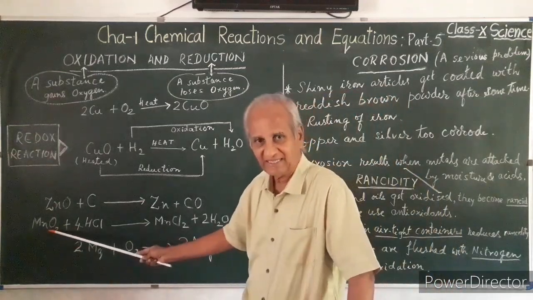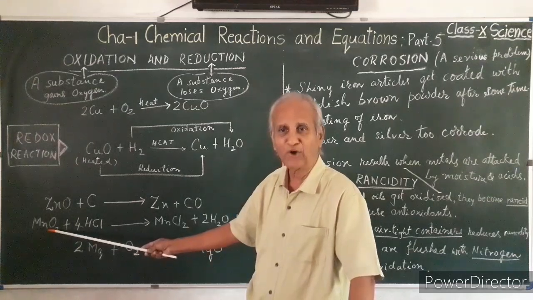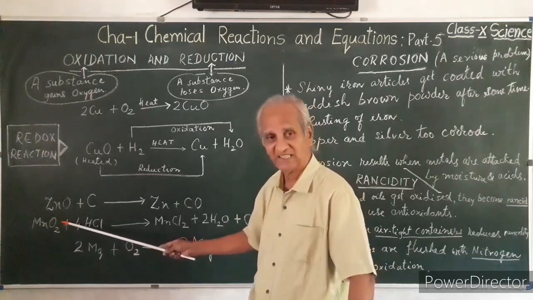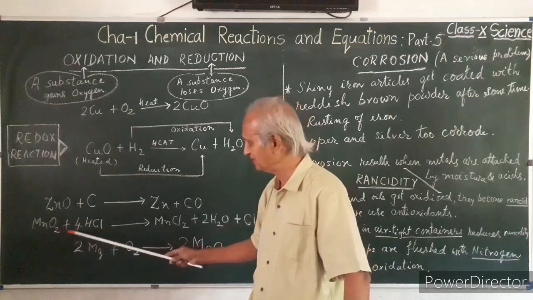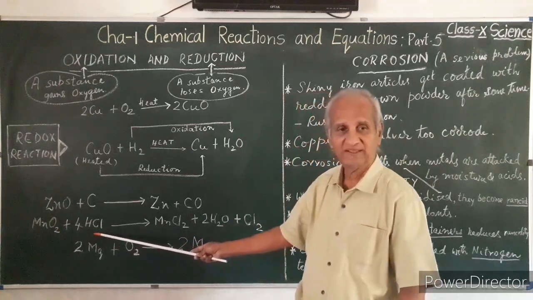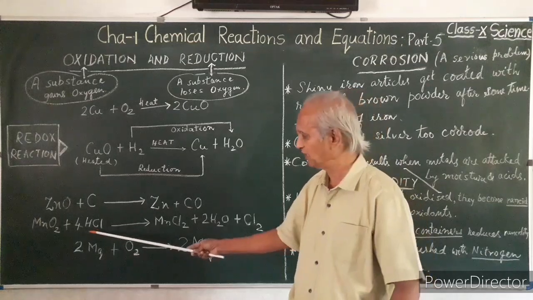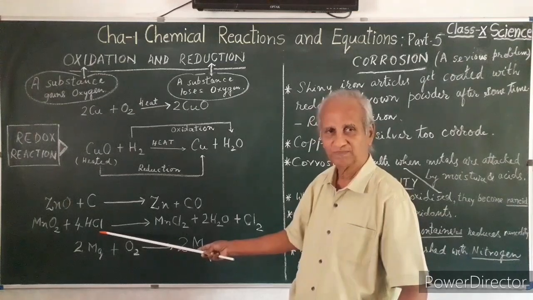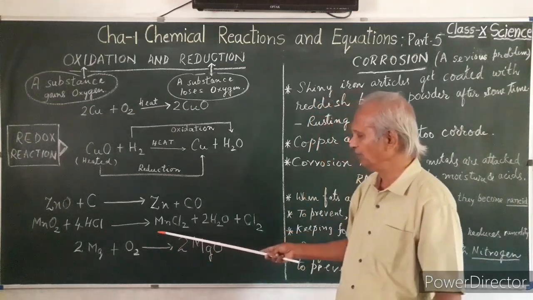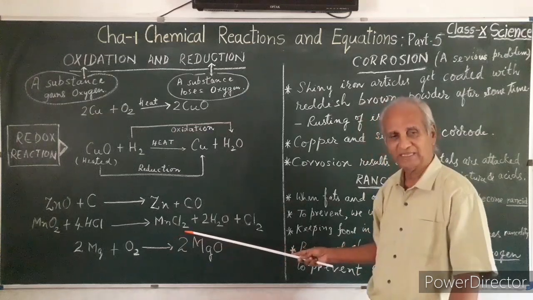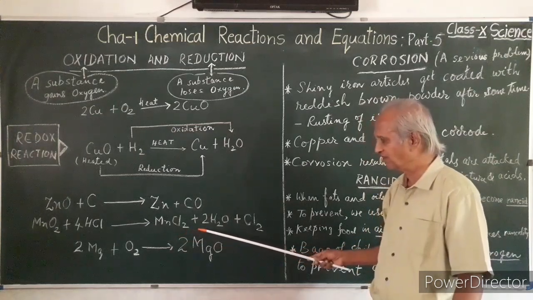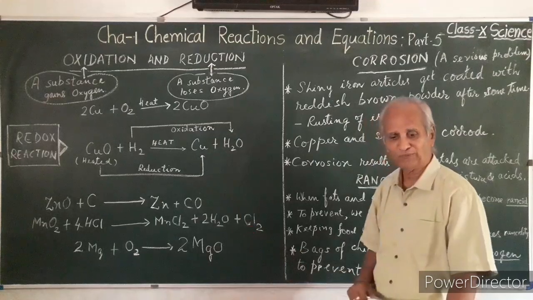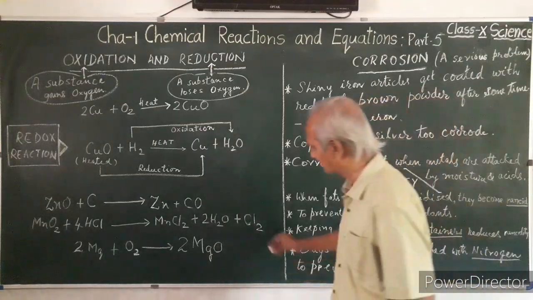MnO2, that is manganese dioxide. Why do we say di? Two oxygen atoms are there, so I call it dioxide. Manganese dioxide plus 4 HCl, hydrogen chloride. 4 molecules of hydrogen chloride will give you manganese chloride MnCl2 plus 2 molecules of water plus 1 molecule of chlorine. Chlorine is a gas.